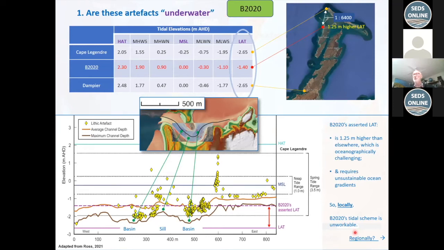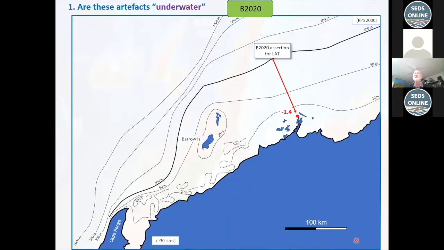But let's look more broadly. So I'm showing you a map here that covers about 500 or 600 kilometers of the Northwest Shelf. This is the Dampier Archipelago, and that's our little site, with our assertion for LAT. I put on depth contours of 20, 50, and 100 meters. 100 meters is roughly the outer shelf, and then 200, 500, 1,000 meters.